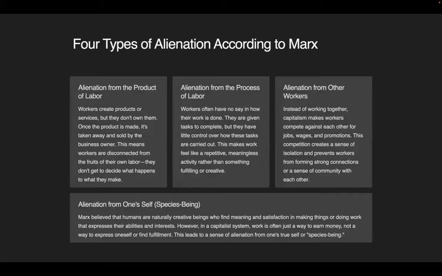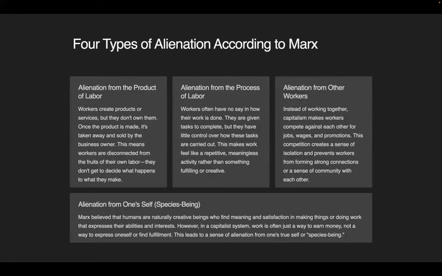Now, Marx also gave types of alienation. He mainly gave four types. The first was alienation from the product of labor. Workers create products or services, but they don't own them. Once the product is made, it's taken away and sold by the business owners. This means workers are disconnected from the fruits of their own labor. They don't get to decide what happens to what they make. So they are alienated from the product itself.